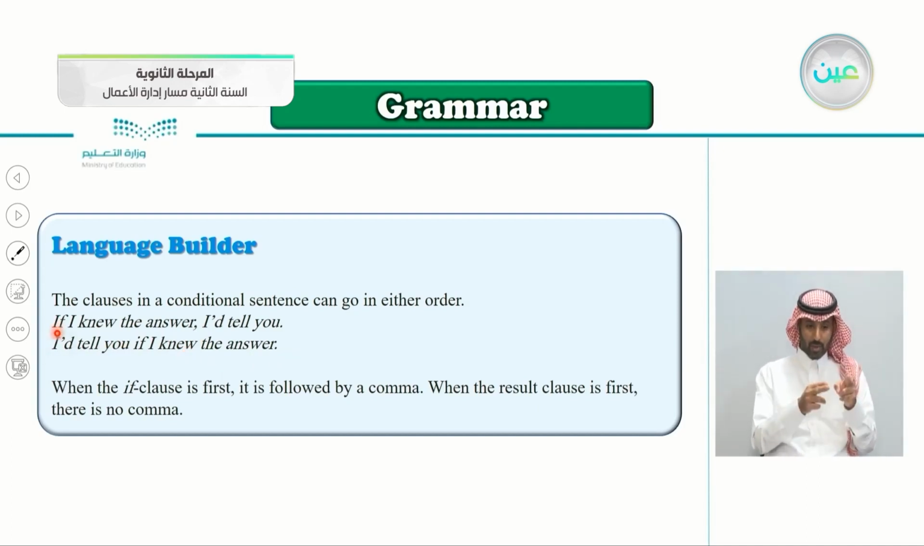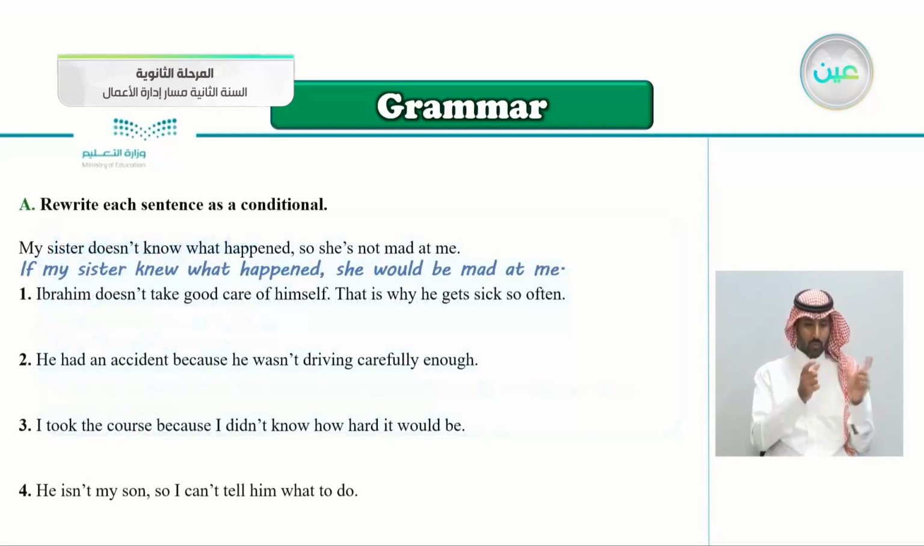If you begin with the if clause, when you finish the if clause, put the comma, then continue with the main clause. So you can change the clauses as you like, but if you begin with the result clause or the main clause, this is one whole sentence. When the if clause is first, it is followed by a comma, just like we said. When the result clause is first, there is no comma.